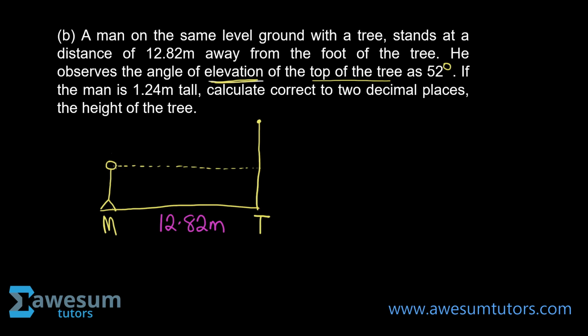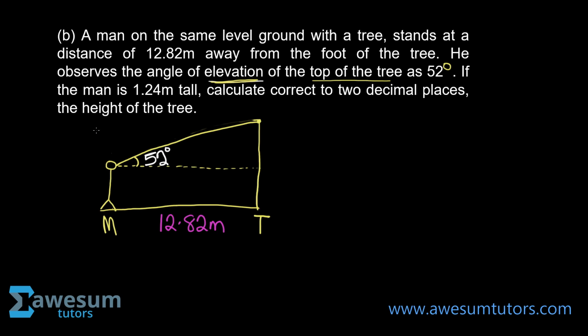And then he observes the angle of elevation. So the man observes the angle of elevation of the top of the tree as 52 degrees. So that means the 52 degrees will be from this line of elevation to his normal level of looking at the tree. If this is the normal eye level of the man, but he is looking up to the top of the tree, so this is going to be your 52 degrees. Okay? Take note again. This is the normal eye level, and he is looking up to the top of the tree. So that means this is your 52 degrees.